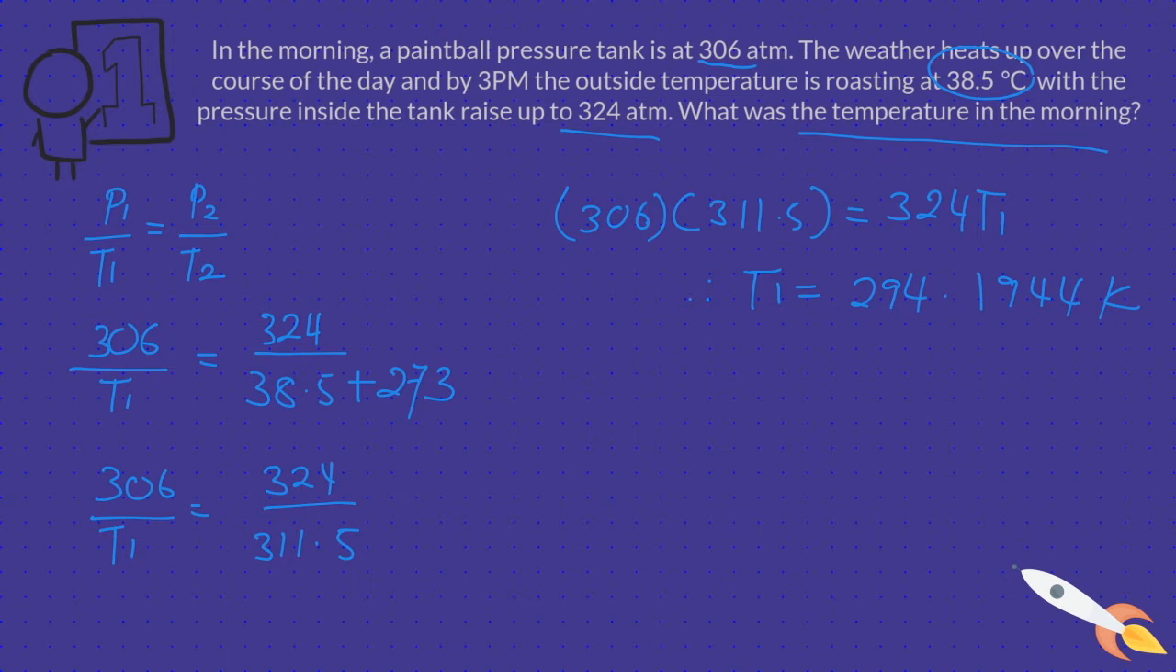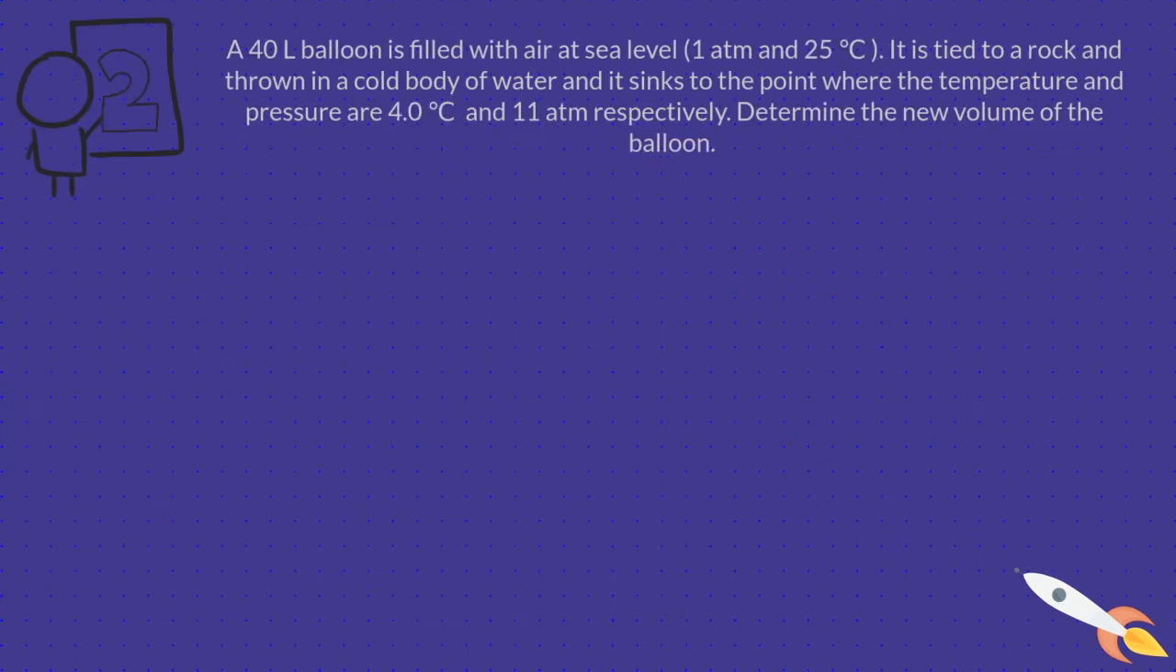But if you can see in the objective question, the answer that you should be giving is in degrees Celsius. So what you can do is take 294.1944 Kelvin and minus back 273, so you shall get 21.1944 degrees Celsius. So this is the final answer for this question. Let's move on to the second question.